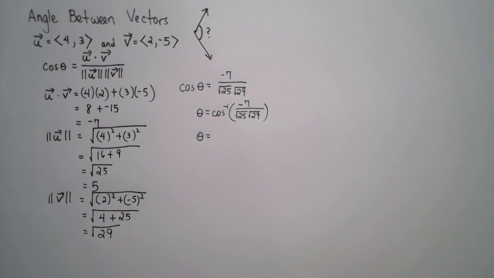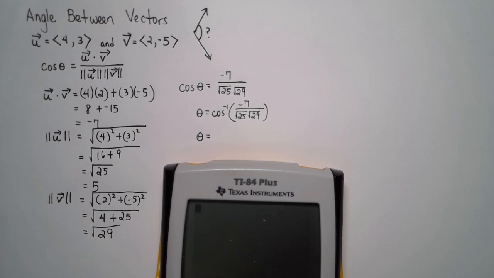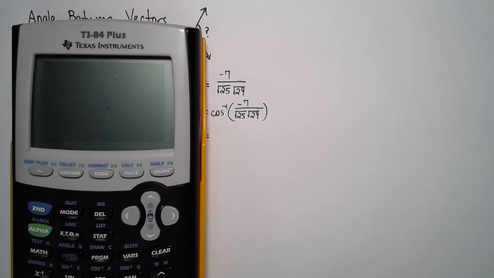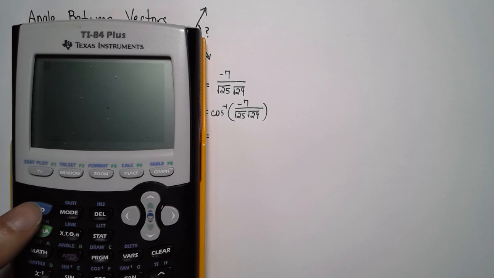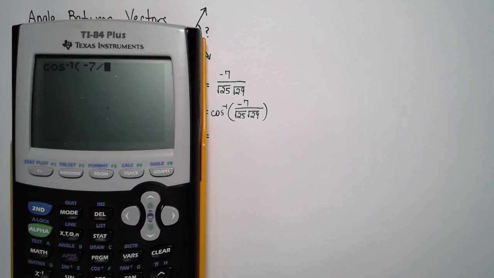So here is the calculator. Make sure the calculator is in degree mode. Alright, so make sure the calculator is in degree mode, which it is. I'm going to do arc cosine of -7 divided by, now here's where some of you make a mistake. You're going to make sure that you put parentheses around the whole denominator, or else you'll get the incorrect answer.